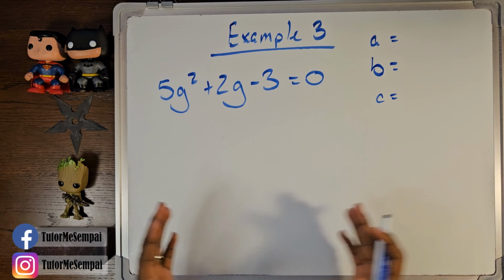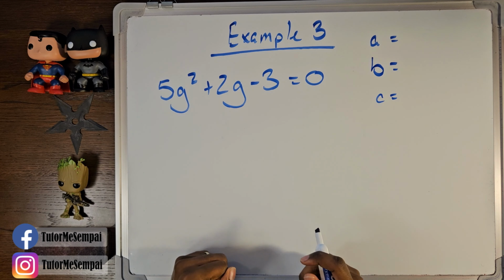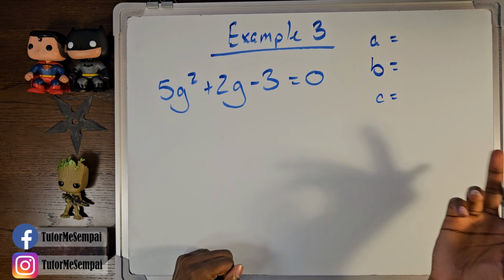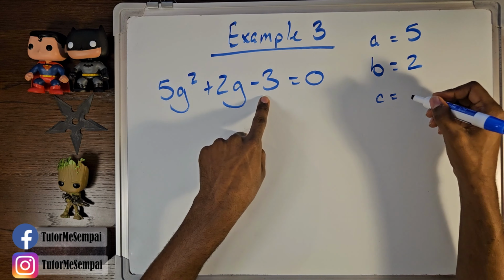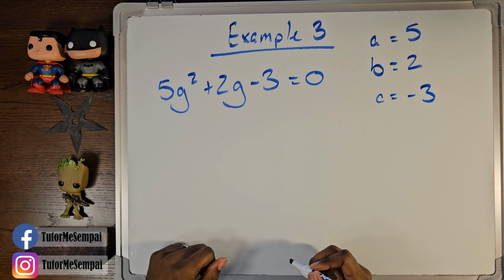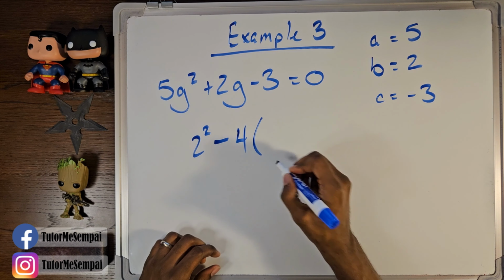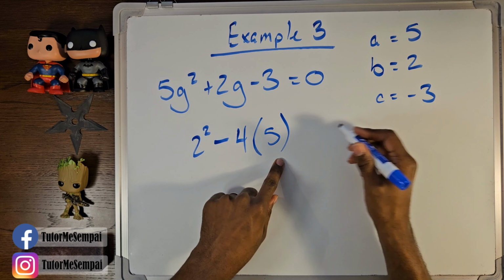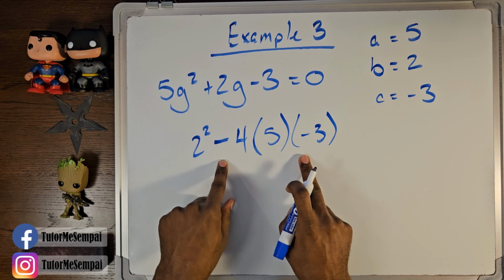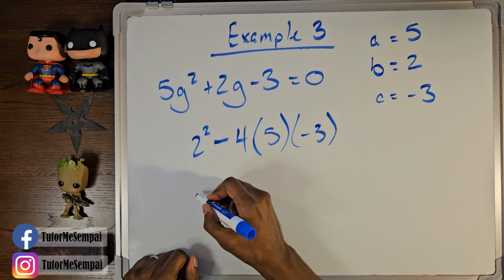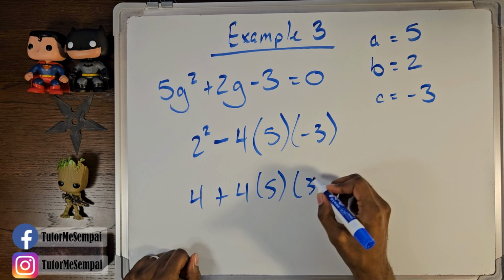In our last example for today, we have 5g squared plus 2g minus 3 equals 0. So let's identify our a, b, and c and then plug them in. So a is going to be 5, we have b equaling 2, and we have c equaling a negative 3. Plugging that in, we're going to have b squared, which is 2 squared, minus 4a times 5c times a negative 3. Now we know that our negatives will cancel out with each other. So technically, you're going to have this 4 plus 4 times 5 times 3.